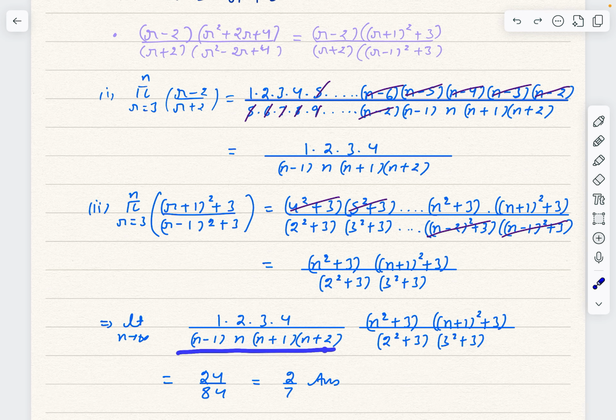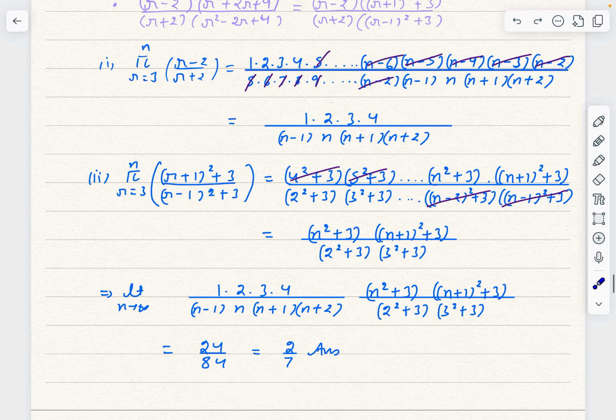And the leading coefficient of the denominator will be 4 into 3 into 7 into 12, which will become 84. So 24 by 84 will become 2 by 7. So the final answer here is 2 by 7. I hope it is clear to all of you.